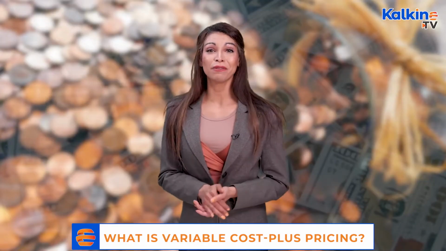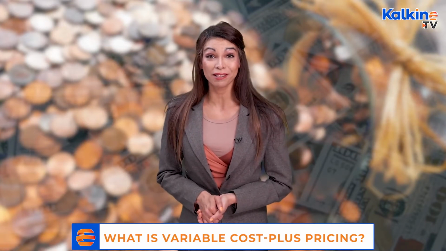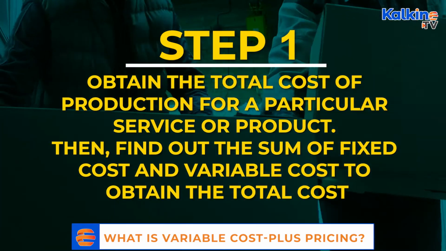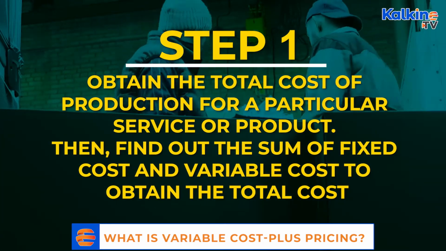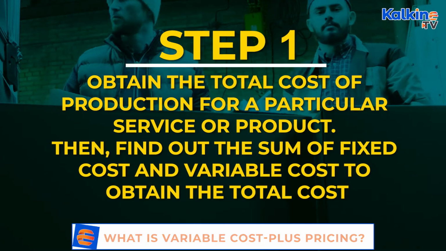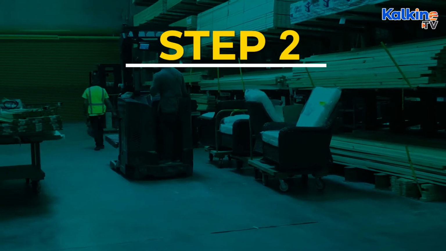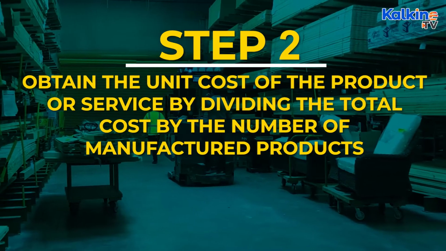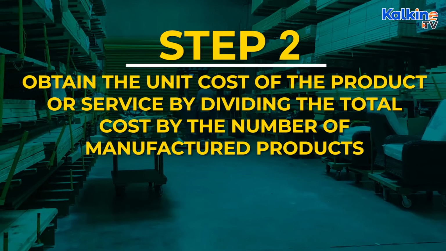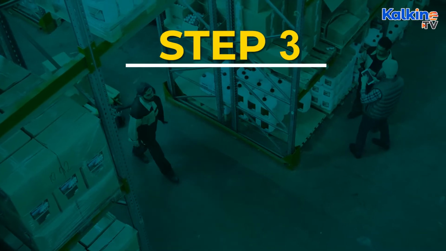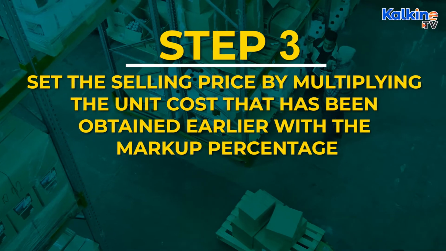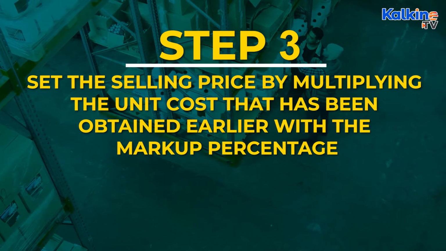These steps must be followed to employ the variable cost plus pricing. Step 1. Obtain the total cost of production for a particular service or product. Then find out the sum of fixed cost and variable cost to obtain the total cost. Step 2. Obtain the unit cost of the product or service by dividing the total cost by the number of manufactured products. And step 3. Set the selling price by multiplying the unit cost that has been obtained earlier with the markup percentage.